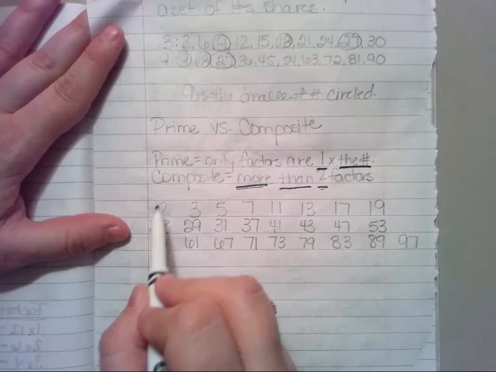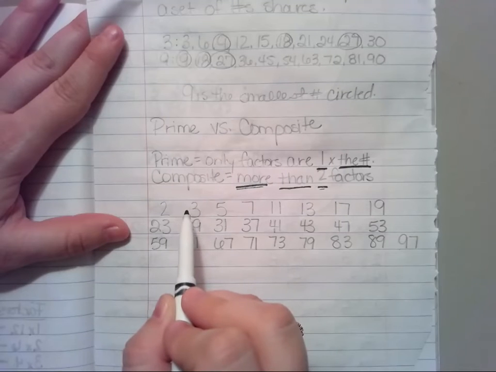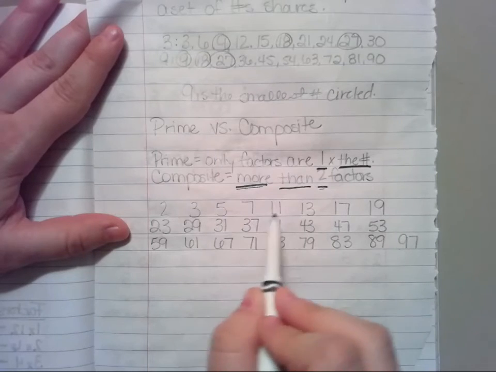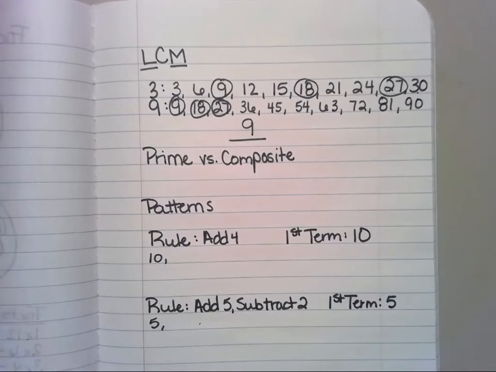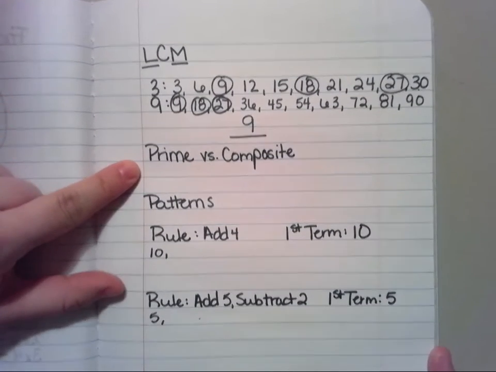2 times 1 is the only way we can get 2. 3 times 1 is the only way we can get 3. 5 times 1 is the only way we can get 5, and so on, all the way up to 97. So I don't have anything to give you for prime versus composite.